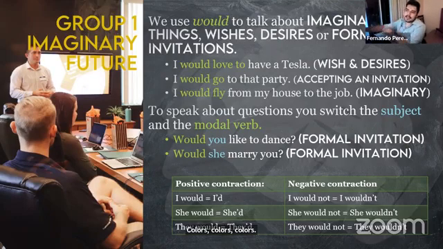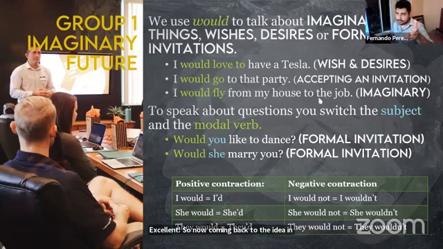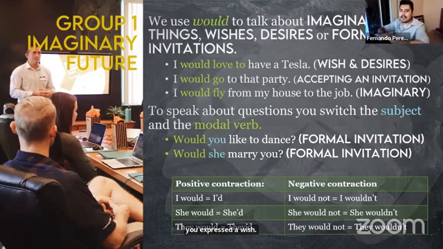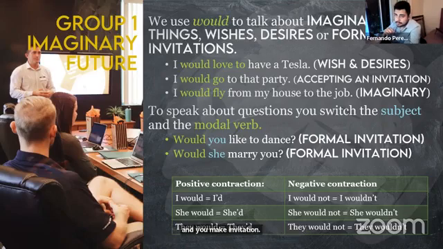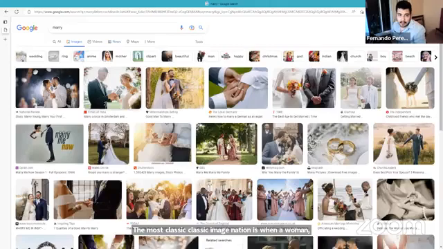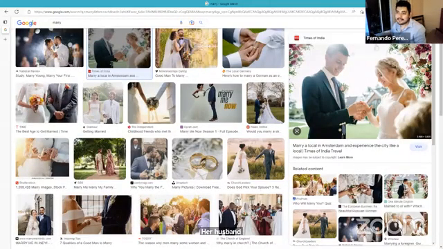Excellent. So now, coming back to the idea. In this moment, you expressed a wish, no? Let's continue expressing a different thing. Let's express an invitation. When you accept an invitation and when you make an invitation, we use would. And we normally use the verb. Eliminate like. Like is not necessary when you make an invitation. The most classic invitation is when a woman or a man is going to marry her husband. Yes, that's the most classic invitation with would.